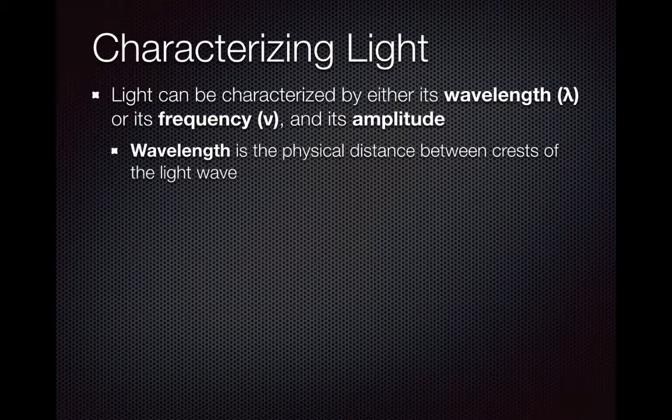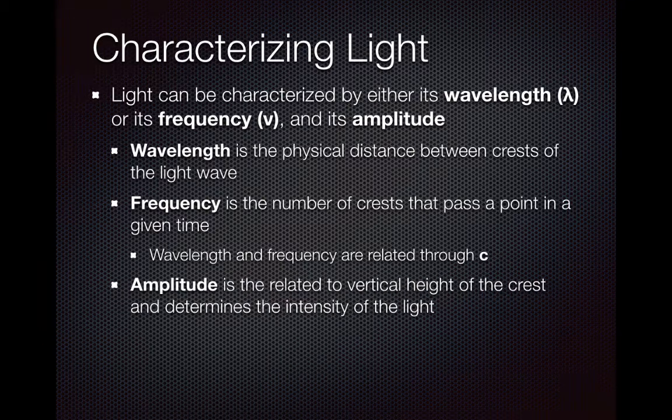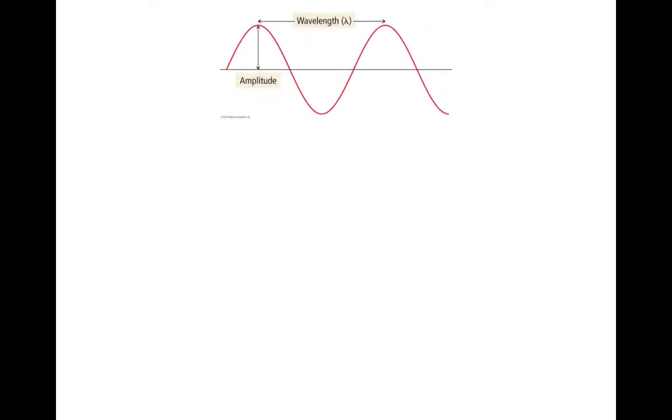So wavelength is the physical distance between crests of a light wave, whereas frequency is the number of crests that pass a point in some given time. Now, these two quantities, wavelength and frequency, are in fact related to each other through c, and we'll see that equation in just a little bit. Amplitude is the vertical height of the crest of your wave, and that's what determines the intensity of your light. Let's take a look at some cartoons of these things.